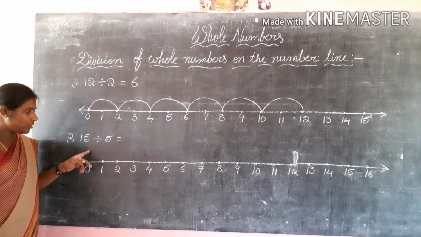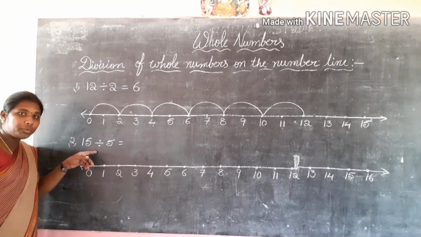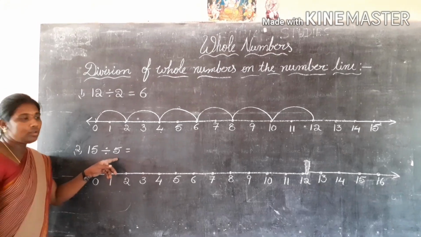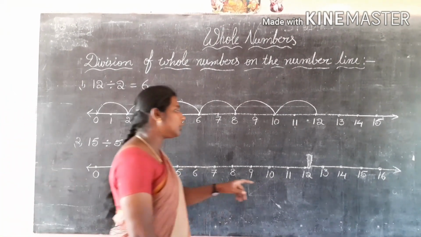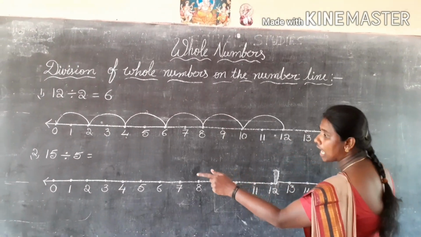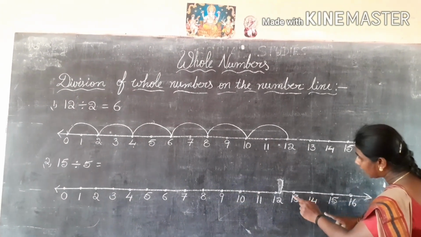15. There too we have to start. By what number are we doing division here? With 5. That's why at a time we have to jump 5 numbers. From 15 we have to come back 5 numbers up to 0. First, 15 to 5 numbers back.